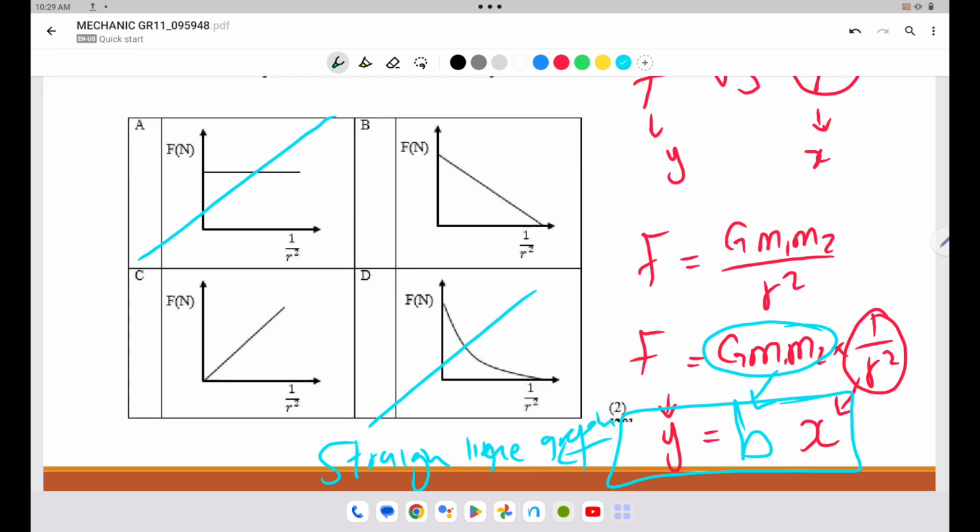If we look at B is the gradient. So the gradient of this graph, gradient is equals to G m1 m2. What we know about the mass is that it's a scalar quantity. Their masses are always positive. G is also a positive constant. So what it means is the gradient is greater than 0. It's positive. If the gradient is positive, it means we have an increasing function, and that's how we get option C.